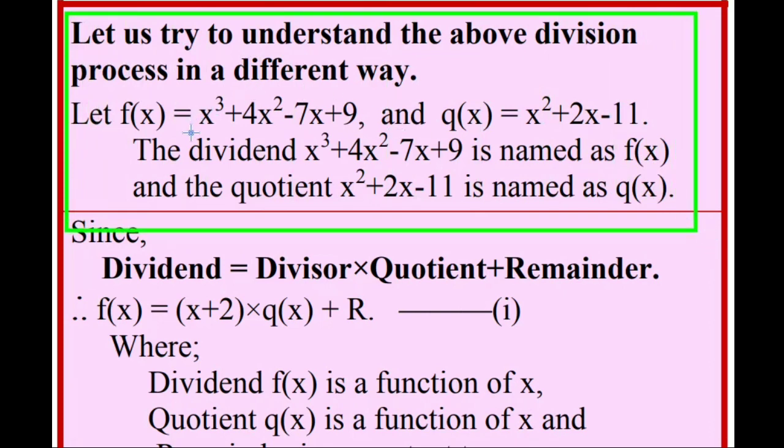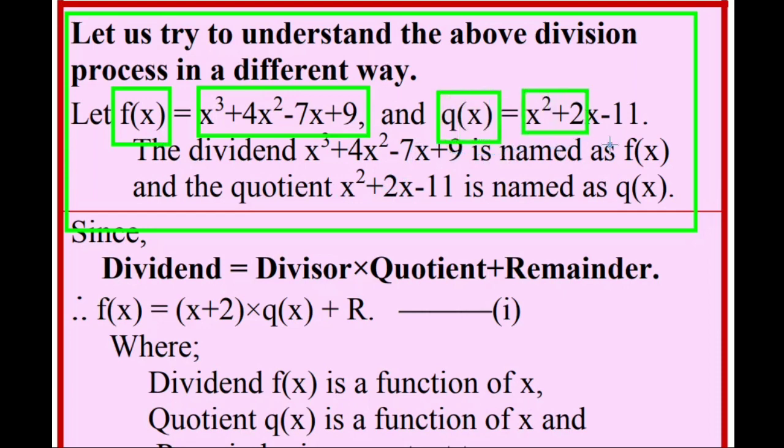So let's see that. Here x cube minus 4x square minus 7x plus 9 is the dividend, and it has been given the name f(x). And f(x) means the expression is a function which depends upon the value of x. And here q(x) is there. q(x) represents quotient, and this too is a function that depends upon the value of x. So here the dividend has been given the name f(x) and quotient has been given the name q(x).